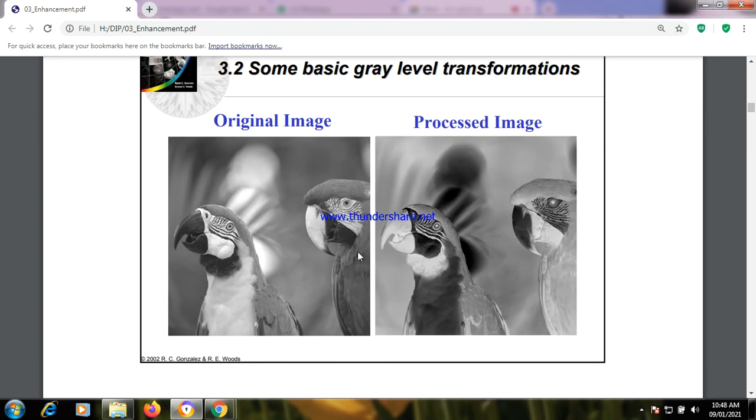So this is again related to contrast stretching. Means we are making intensity levels less than M as darker and intensity values above M more bright.